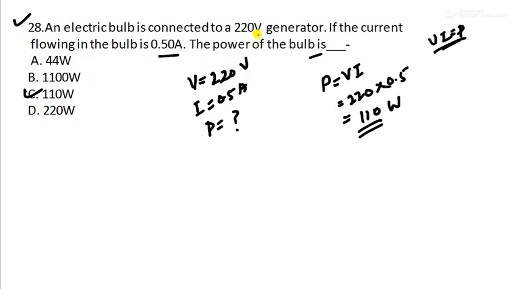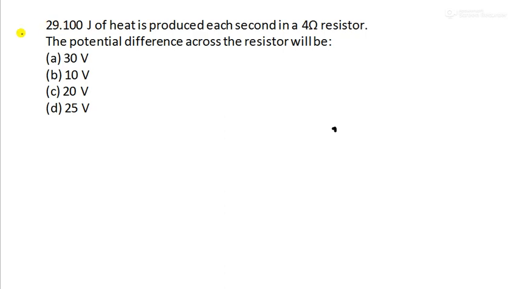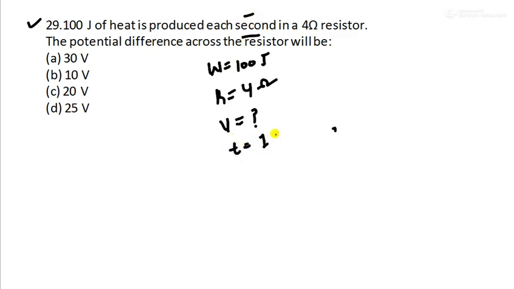Yes, moving to the next question, question number 29. So this is our 29th question. 100 joule of heat is produced each second in a 4 ohm resistor. The potential difference across the resistor will be, so they have given energy, that is 100 joule, okay, in each second for resistance how much? 4 ohm. Now they have asked potential difference, voltage is how much, okay, and the time is for each second they have given 1 second.